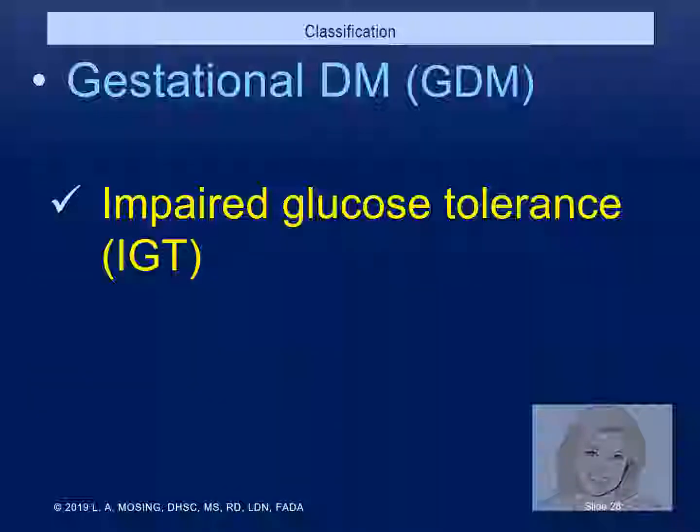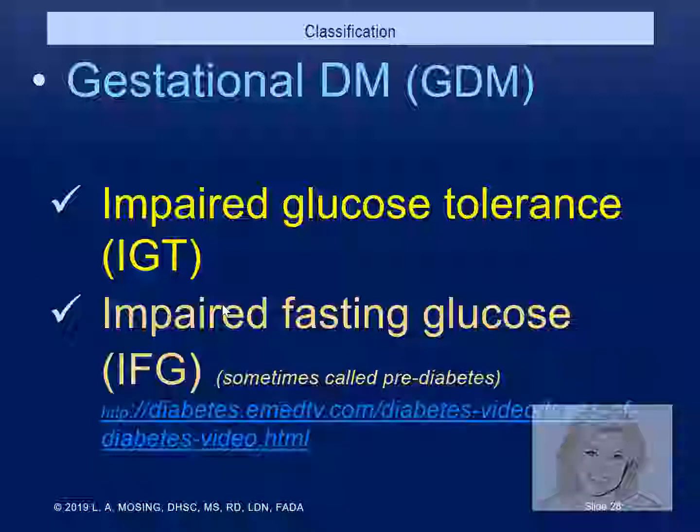Then we have gestational diabetes, and we touched on that when we did nutrition and pregnancy. It's diabetes that shows during pregnancy, not all pregnancies, due to the increased weight gain. And so at 24 to 28 weeks, we usually test their blood sugar. So we have impaired glucose tolerance and impaired fasting glucose.